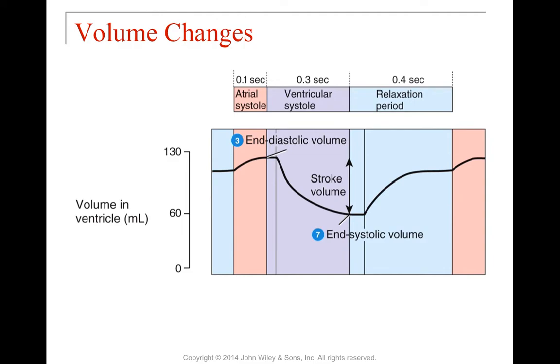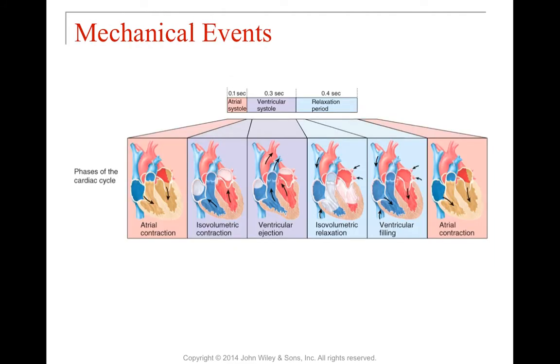And then as we enter into the relaxation period, the ventricle is going to slowly end up filling back up to where it was normally, and then it's going to enter into, again, another atrial systole, where it's going to have an increase because, again, the atria are contracting, forcing more blood into the ventricles. So that's what's going on with the ventricular volume. And these are the mechanical events.